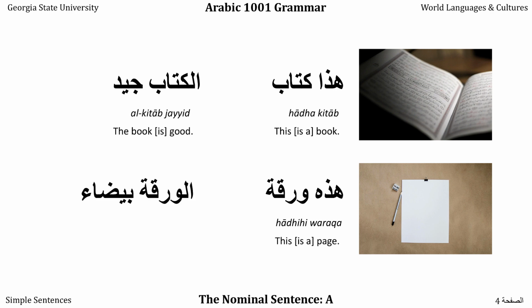We can say al-waraqa bayda. Again, here we go from definite al-waraqa to indefinite bayda, white, or in this case blank. So this means the page is white, or what we really mean is the page is blank. So once again, from definite to indefinite makes a sentence. Where we go from definite to indefinite is where the is, am, or are goes.